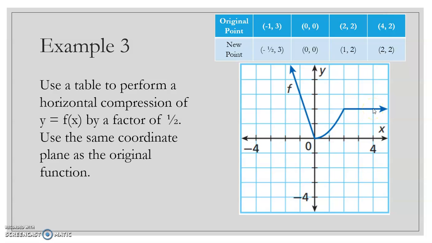Now, it's a horizontal compression by 1/2, so I'm going to multiply my x values by 1/2. So I did that to get these new points. Notice 0 times 1/2 is still 0, and I got these points here. So the graph would look like this. This pink line represents the graph made by graphing those new points. Let's take a look at a word problem where they want us to apply transformations to a situation.